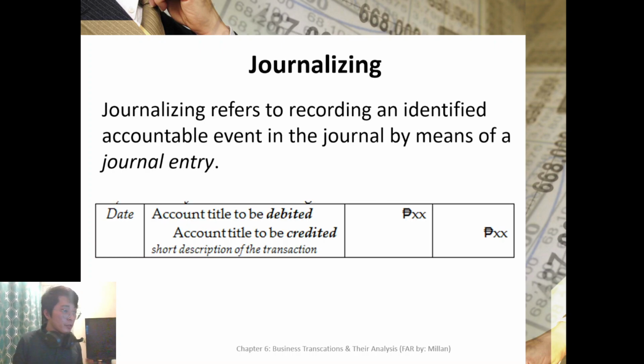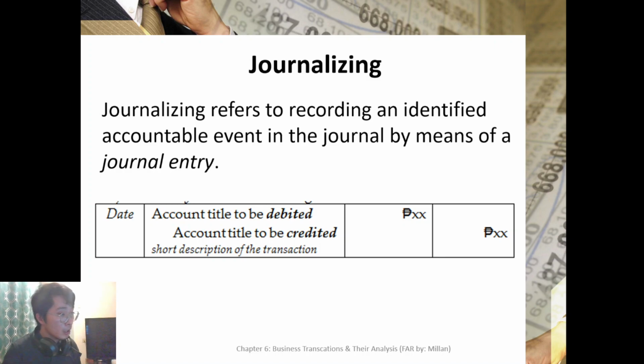So, on the first steps of the accounting process, yun nga, yung journalizing, no? I'm sorry, that's the second step. The first step is identifying and analyzing the business transactions. The second step is journalizing. So, once we have identified accountable transactions yon, we have to analyze ano yung account titles na maapektuhan. The second step is to record those transactions.